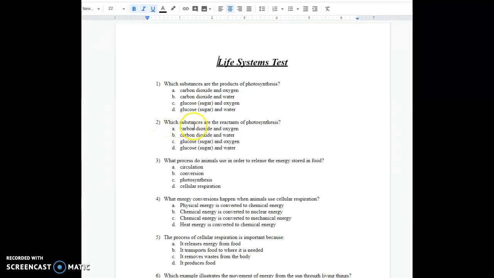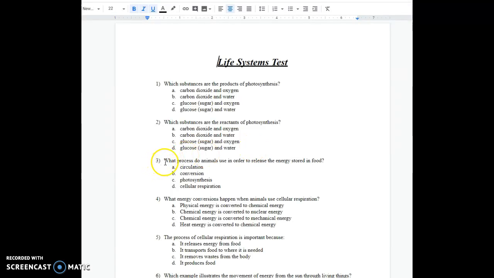Number 2. Which substances are the reactants of photosynthesis? A. Carbon dioxide and oxygen. B. Carbon dioxide and water. C. Glucose, sugar, and oxygen. D. Glucose, sugar, and water.